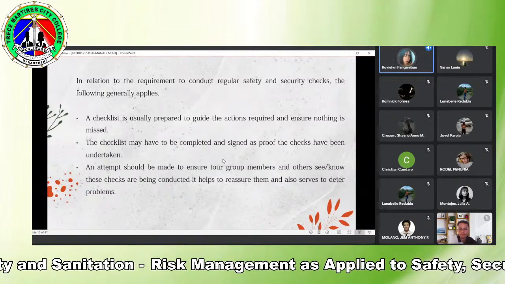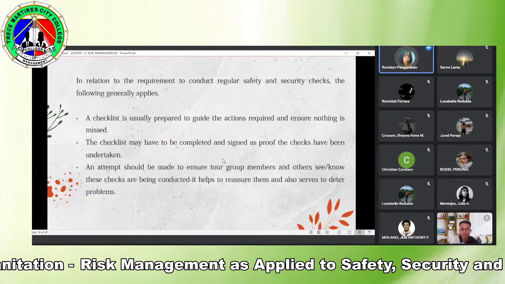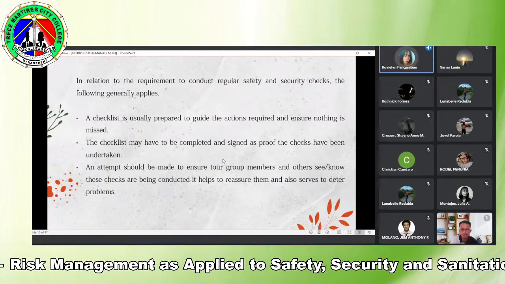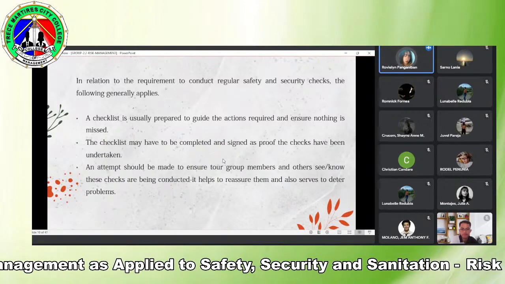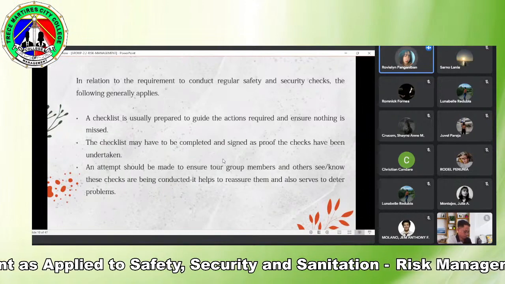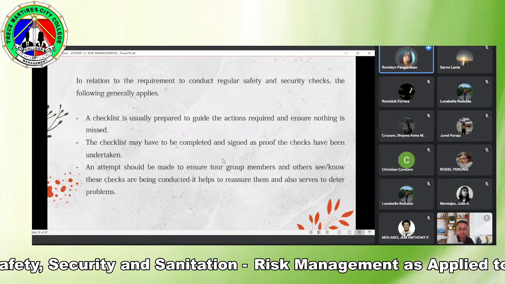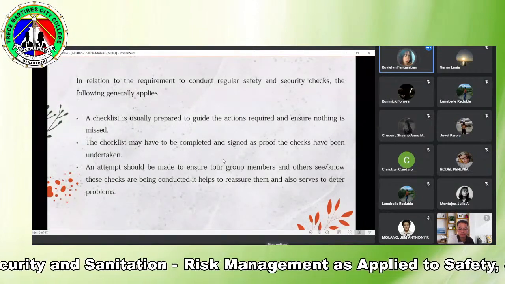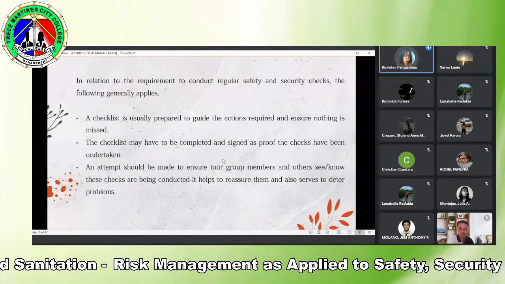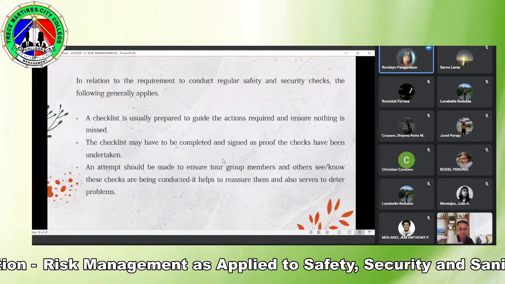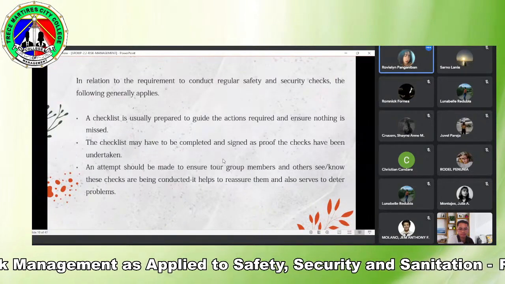In general, checks, or in short, security check, is an attempt to prevent any threats or potentially dangerous situations from arising or entering a venue. Security check is also protecting the hotel guests and employees against risk activities. So, next slide.